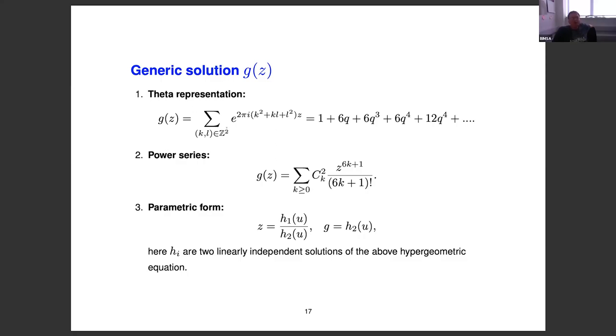G of z is this. This is the Eisenstein series. I already discussed this representation. So g of z satisfies a fourth order nonlinear ODE, and its generic solution is this Eisenstein series. Power series expansion: the generic solution g of z can be written as a power series, sum ck squared z to the 6k plus 1 divided by 6k plus 1 factorial.